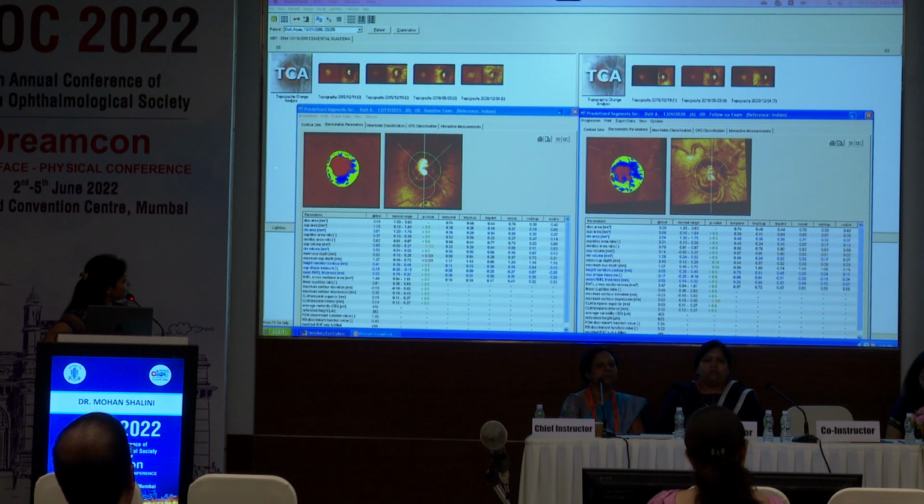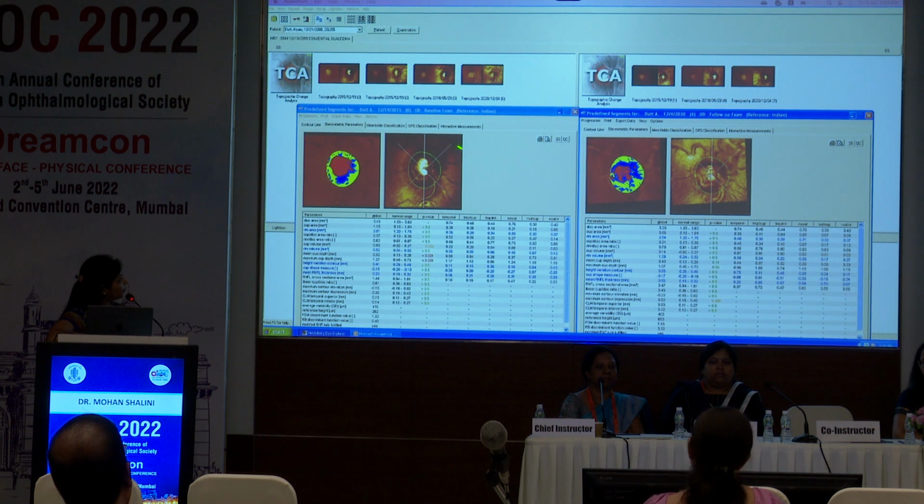This is how the HRT2 gives results. So it gives you a lot of stereometric parameters of the disc, the cup, and other parameters like the RNFL. So this is how it looks like. It's the contour line around the optic nerve. The red area indicates the cup. The blue area is the sloping RNFL, and the green area is the rim here.